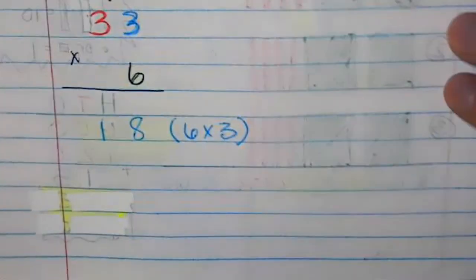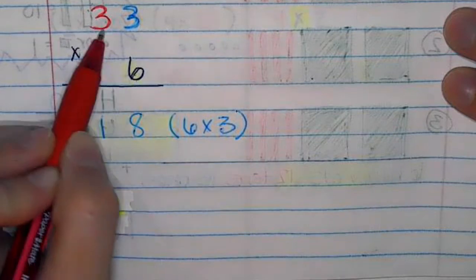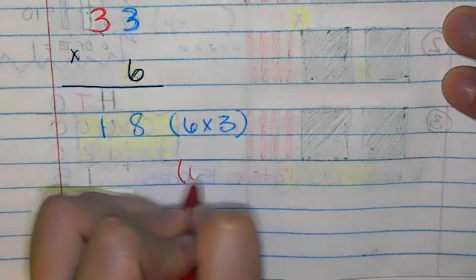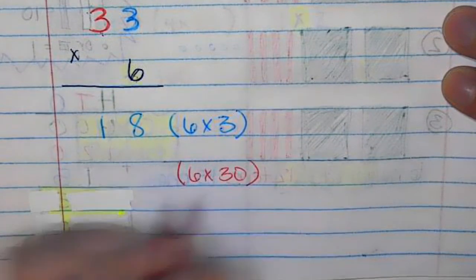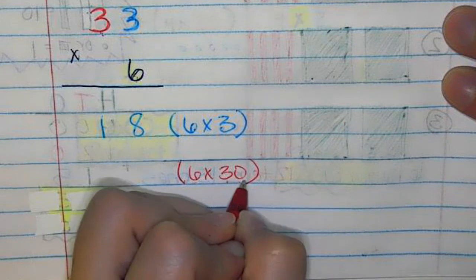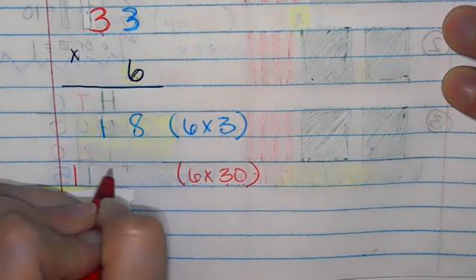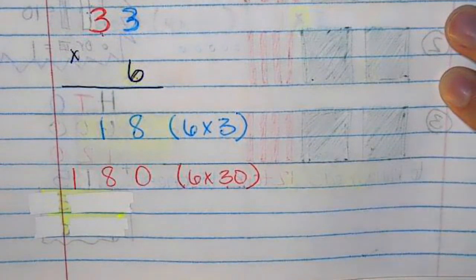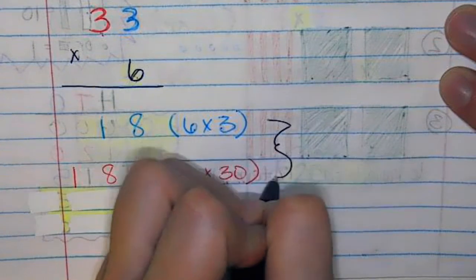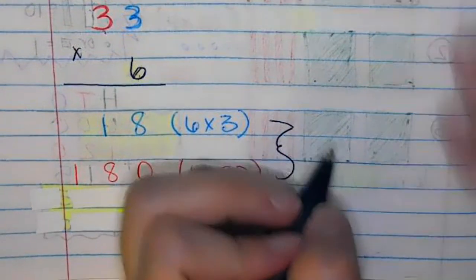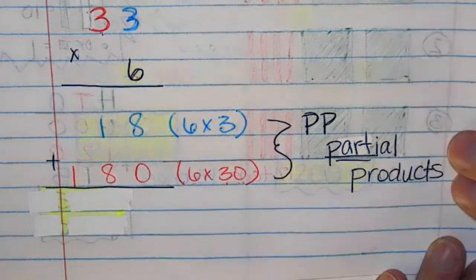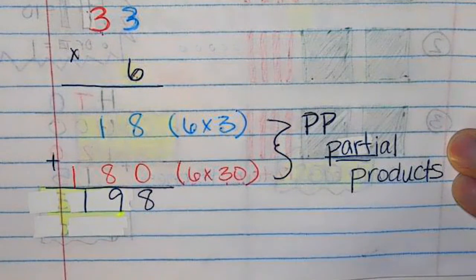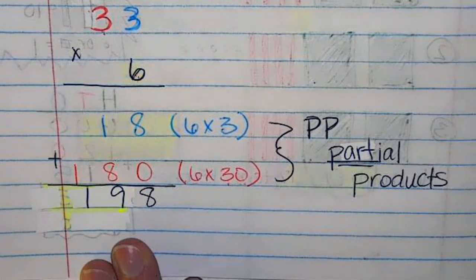The next thing I'm going to need to do is distribute the 6 to the 3 in the tens place. So that's saying 6 times 30. 6 times 3 is 18, plus a 0 is 180. So a 1 in the hundreds place, an 8 in the tens, and a 0 in the ones. After I have done that, I need to make sure that I add these partial products together. When I add together these partial products, I get 198 as the end product.